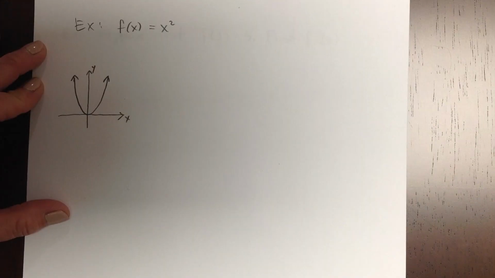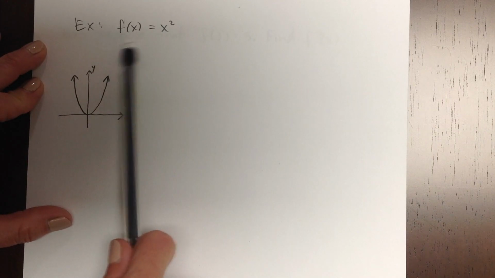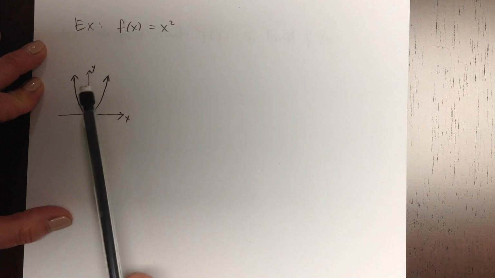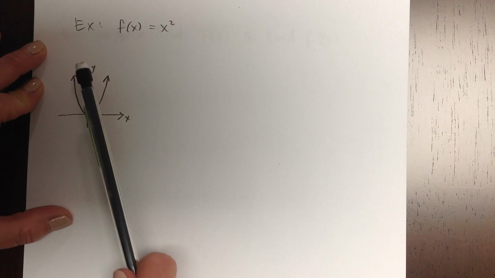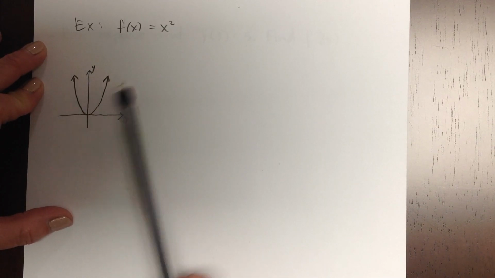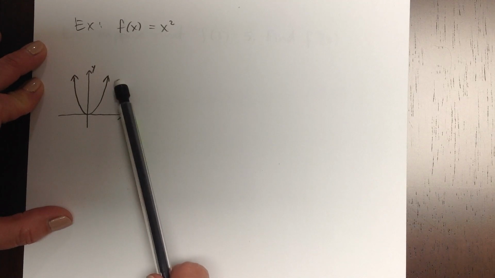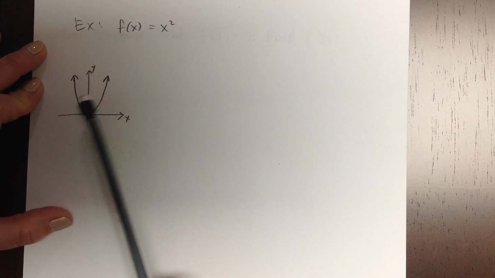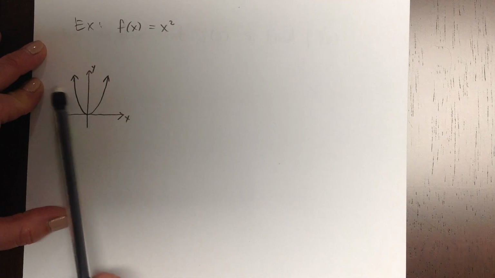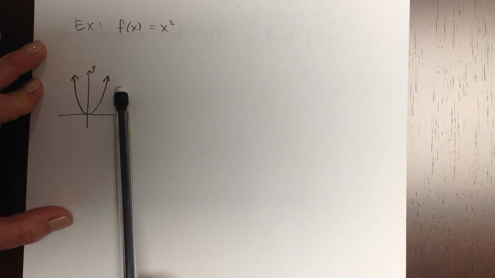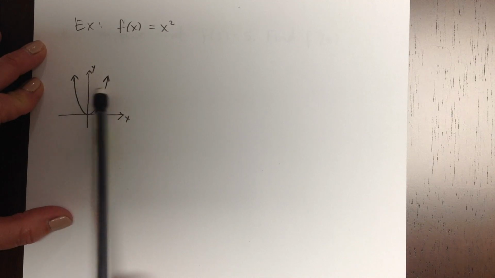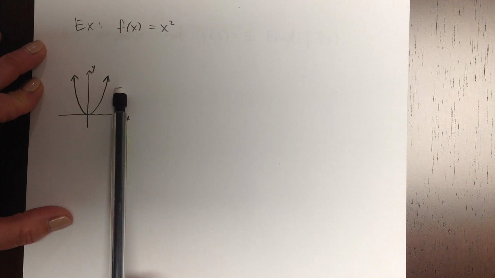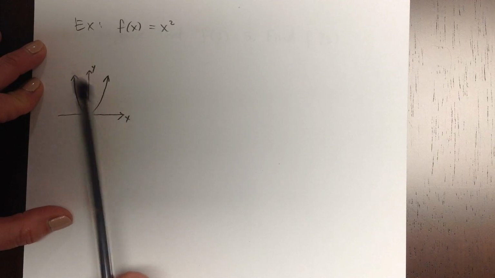Okay, let's take a look at this example. Here I have the function f of x equals x squared, and this is the graph of it. This function does not pass the horizontal line test, so I know that its inverse is not a function. But what we like to do in cases like this is make a restriction on the original graph so that the inverse is a function. And that's what I'm going to ask you to do here.